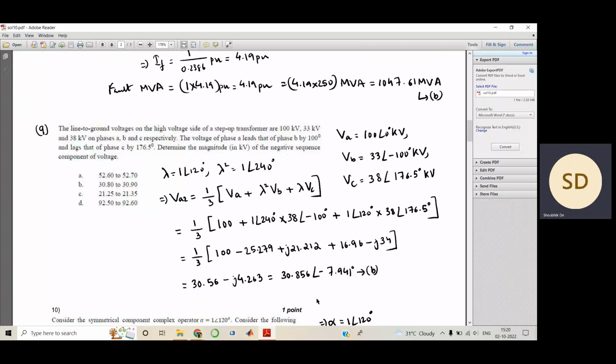They have told us to find out the magnitude, right? So magnitude is 30.856, which is in this range, right? So the correct option is B. Pretty simple problem.